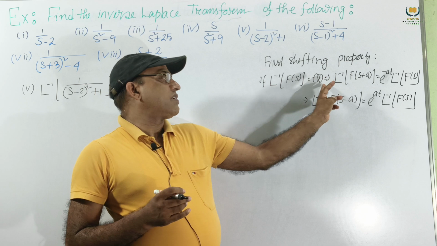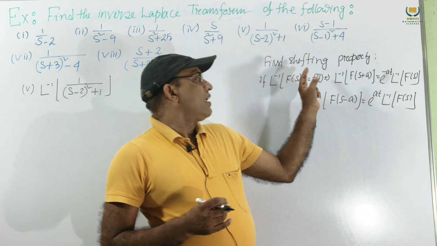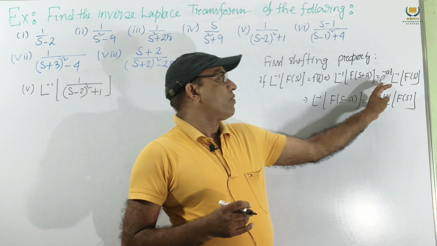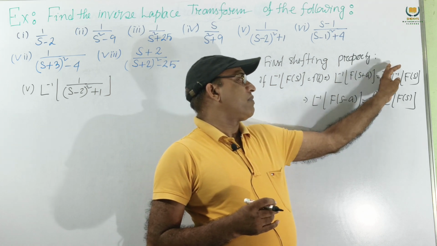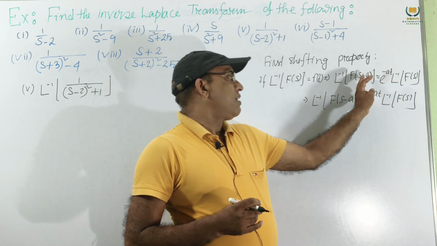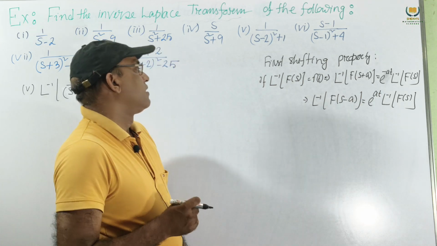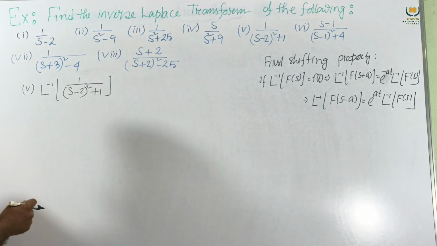L inverse fs equal to ft, then if we have s plus a, if we remove this a, then e to the power minus at. If it is plus, then you get minus at L inverse fs. If it is minus, then e to the power at L inverse fs. We get this. So this is our first shifting property.